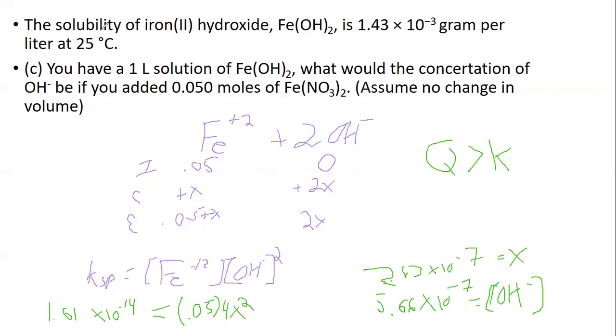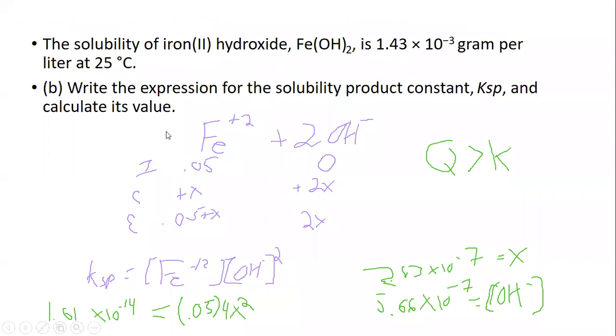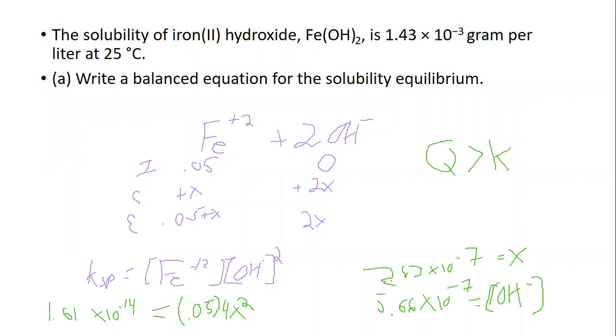If we went back to an earlier part of the problem, if we took the 1.43 times 10 to the negative 3rd divided by 90, our molar solubility was 1.59 times 10 to the negative 5th in a pure solution. But since we added a common ion, the solubility decreased, and it decreased to 2.83 times 10 to the negative 7th. Basically, our molar solubility decreased by over 100 times because of the common ion effect. So that is molar solubility.